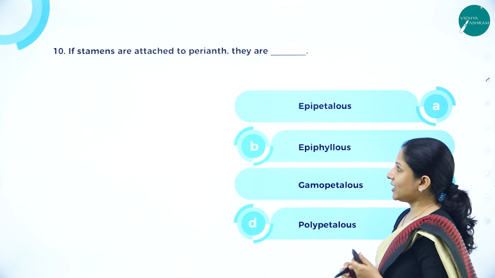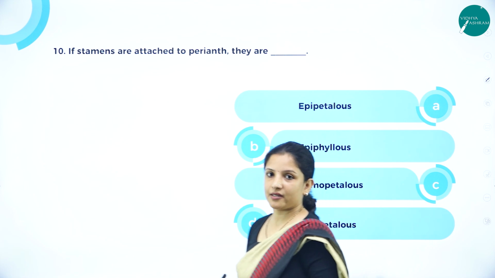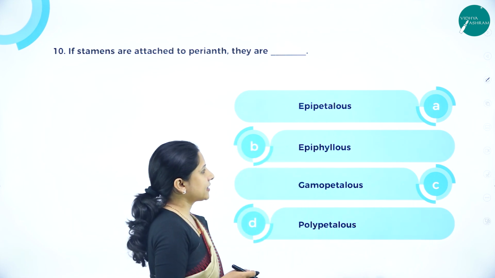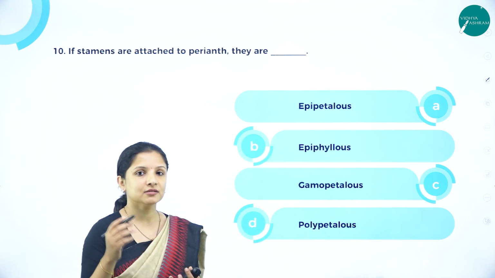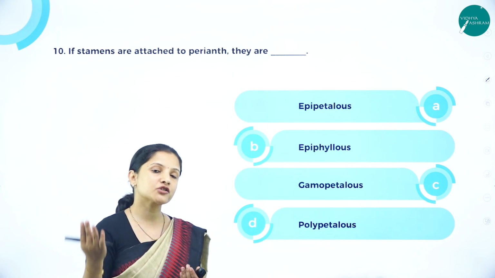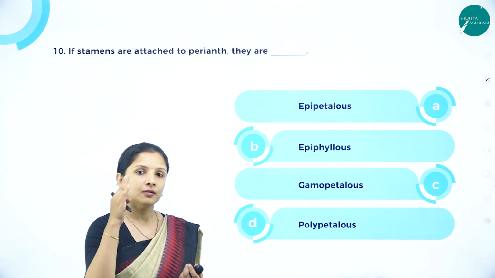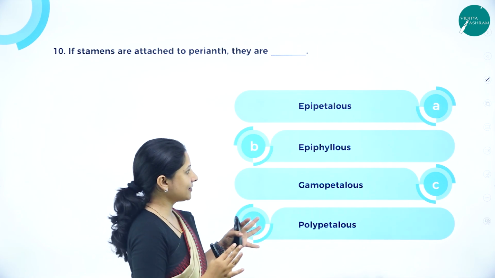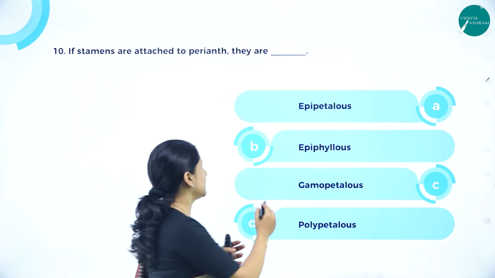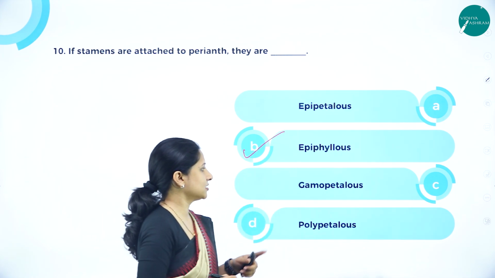Okay, next question. If stamens are attached to perianth, they are epipetalous? No. In epipetalous, stamens are attached to corolla, that is the petals. Here, perianth means it is epiphyllous. Epiphyllous is the right answer.